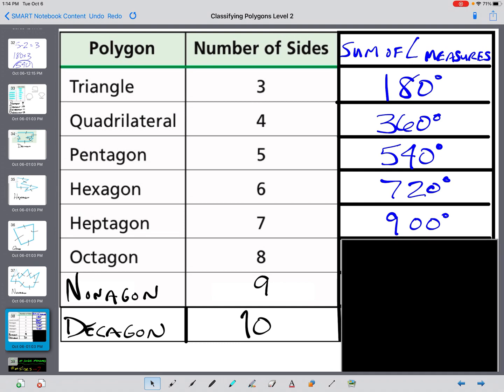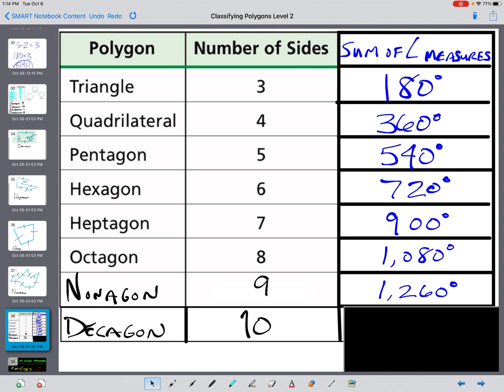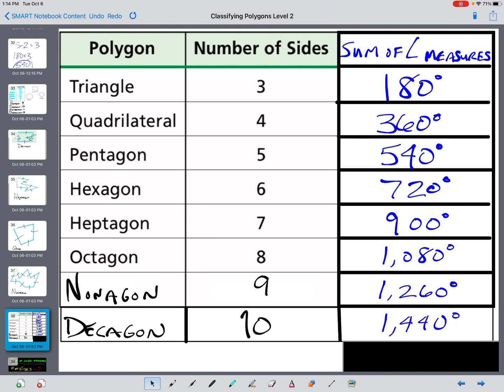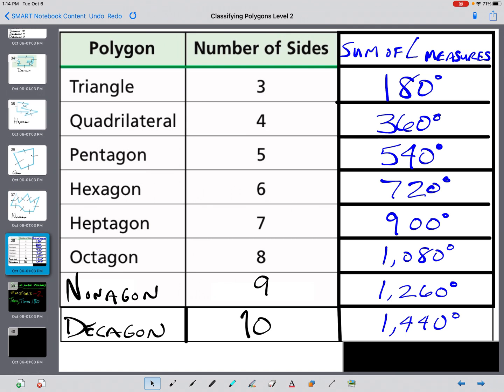For a heptagon, it would be 900 degrees for the sum of all the angle measures inside of the figure, is what we're talking about. An octagon, 1080. Again, we just did 900 plus 180. Add another 180 to get the nine-sided figure, a nonagon. That's 1260. And our last example for this exercise, we just add 180 to 1260 for a decagon, and we get 1440. So what's a really quick way to be able to do this?